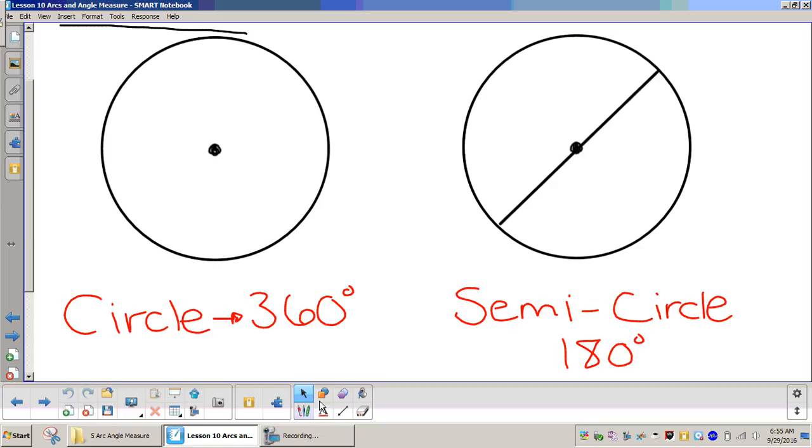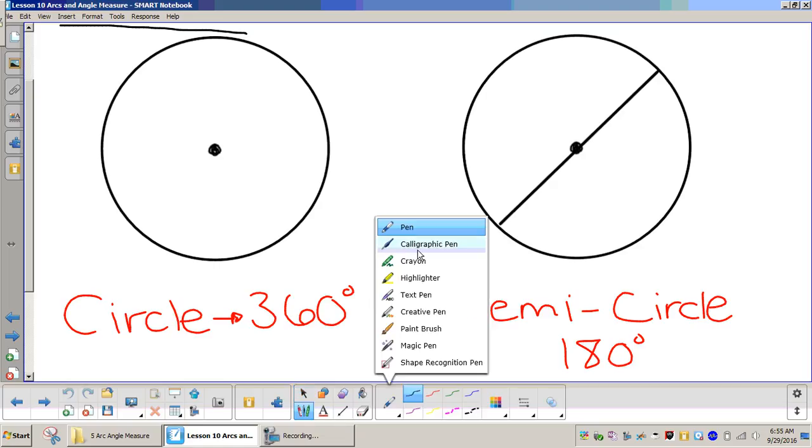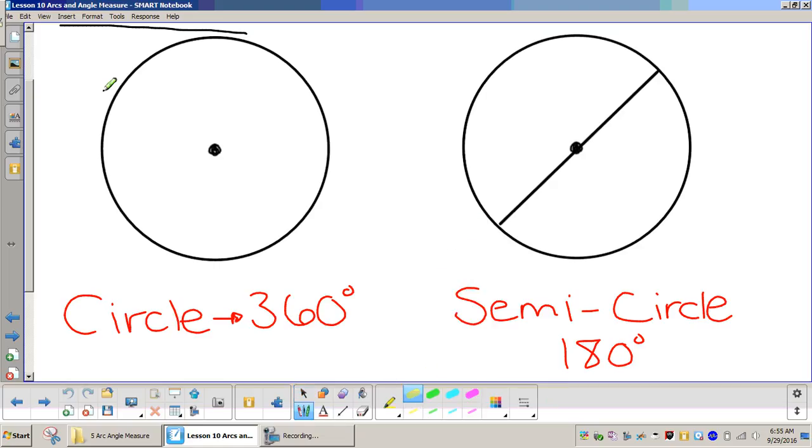So the arc of the entire circle is 360 degrees. So the entire measure around this circle is 360 degrees. You might already know that. So then if we start cutting the circle into smaller pieces, we get smaller arcs.